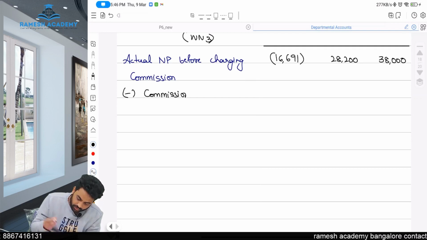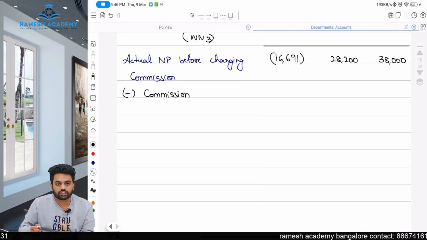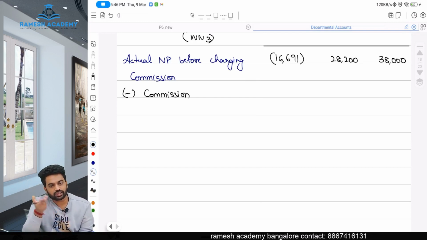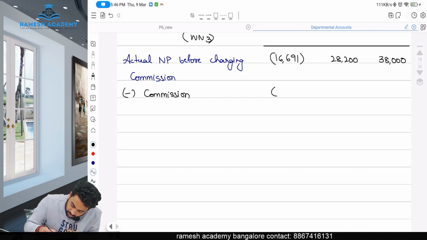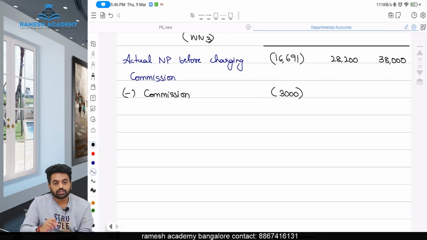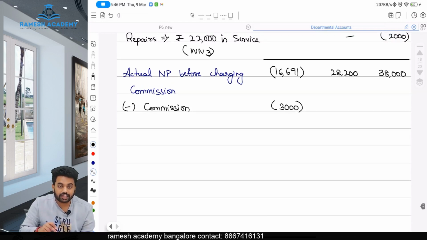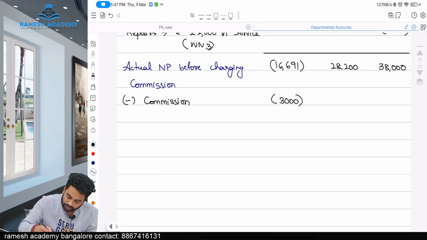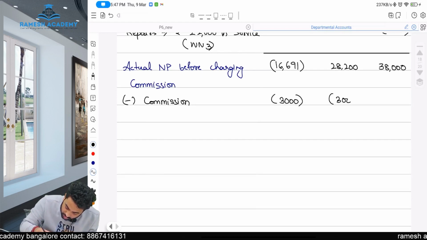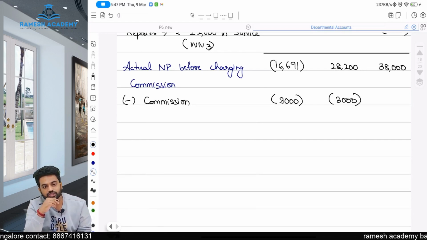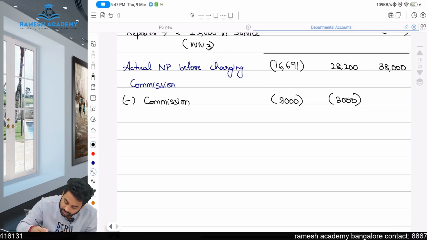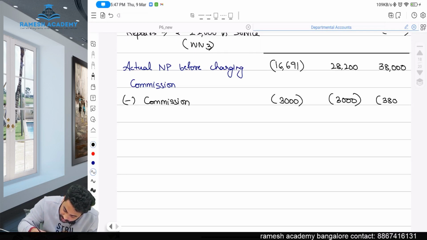In the first, we know that there is a loss. When there is a loss, the commission is either 5% or 3,000, whichever is higher. As there is a loss, it is negative, and 3,000 is higher. So 3,000 is the commission for the spares department. Second guy, how much is 10% of 28,200? 2,820, which is lesser than 3,000. So minimum 3,000 you have to pay for him. For the next guy, it is 10% of 38,000, which will become 3,800 or 3,000, whichever is higher. 3,800 is higher, so he will get a commission of 3,800.